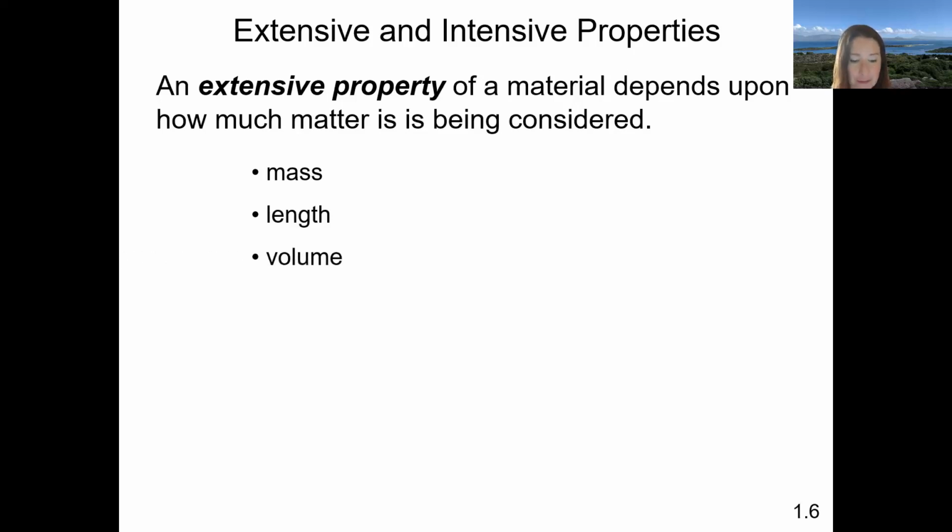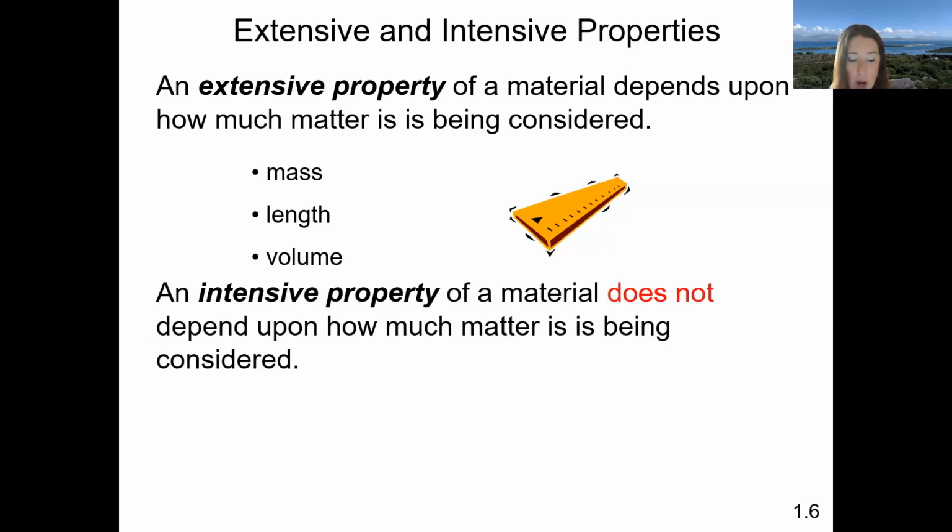Length, volume, those are all extensive properties. It depends on the amount of matter, versus an intensive property, which doesn't depend on the amount, like the density, the temperature, or the color, right? Think of a Hershey's chocolate bar, right?